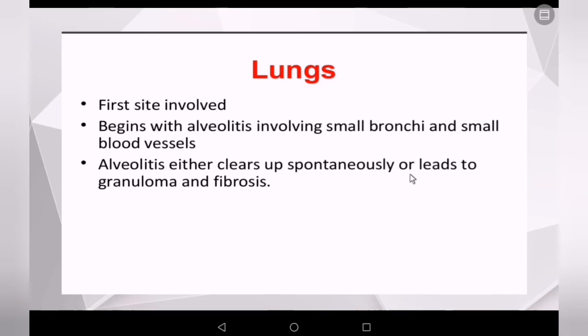Lungs. Lungs are usually the common and the first site involved in sarcoidosis, and it begins with simple alveolitis involving small bronchi and small blood vessels. The alveolitis either clears up spontaneously without any treatment, or it leads to granuloma and ultimately fibrosis or extensive disease.